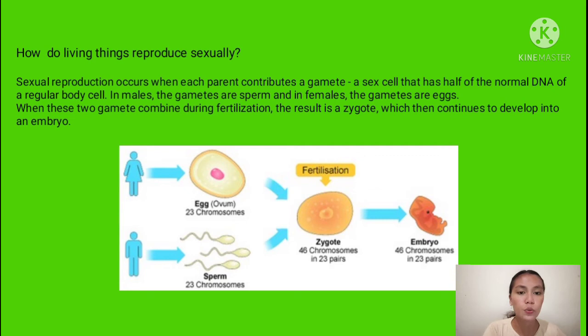How do living things reproduce sexually? Sexual reproduction occurs when each parent contributes a gamete, a sexual cell that has half of the normal DNA of a regular body cell. In males, the gametes are sperms, and in females, the gametes are eggs. When these two gametes combine during fertilization, the result is a zygote, which then continues to develop into an embryo.